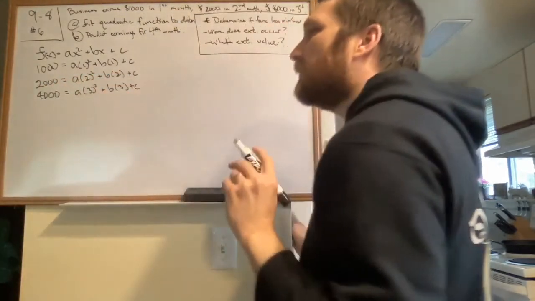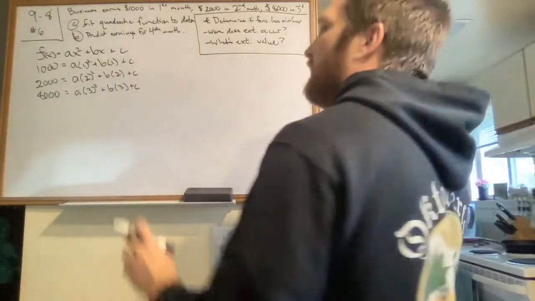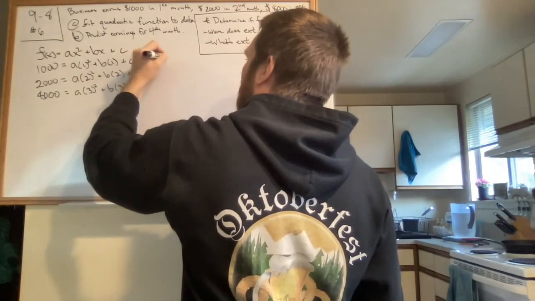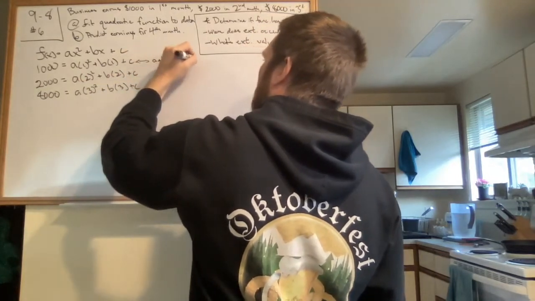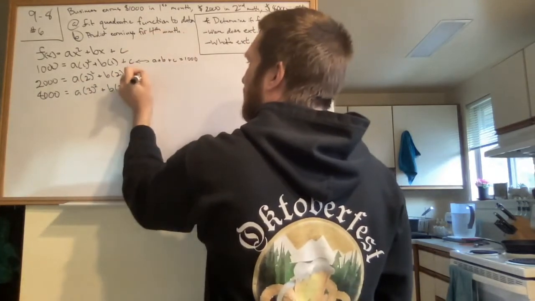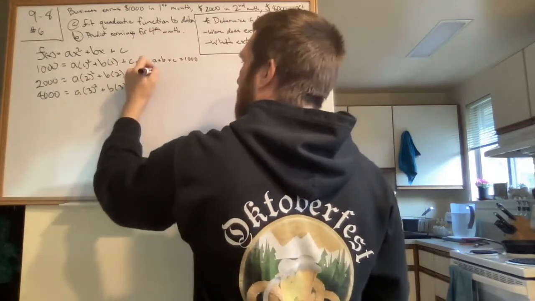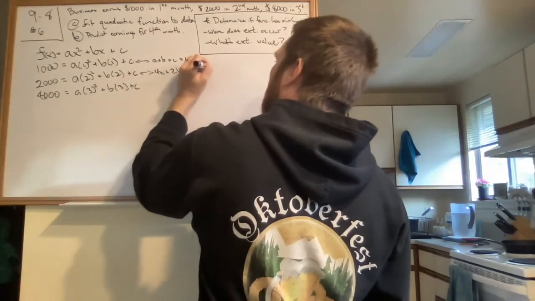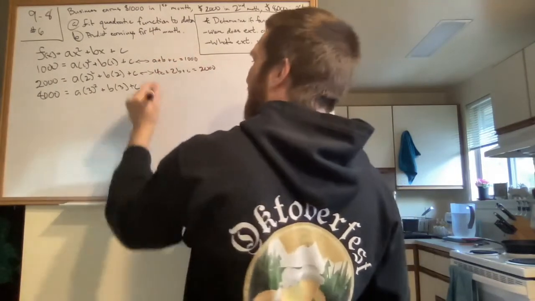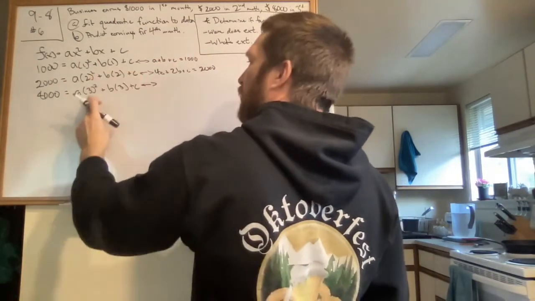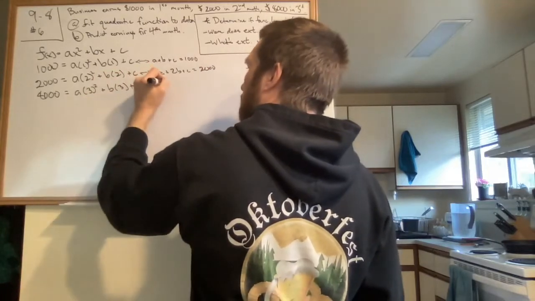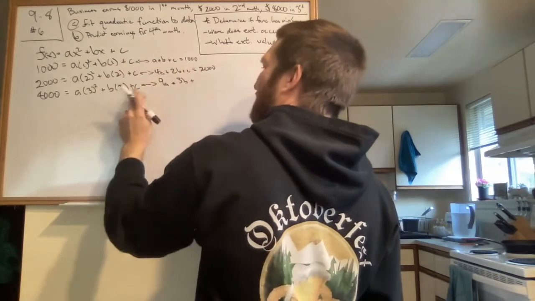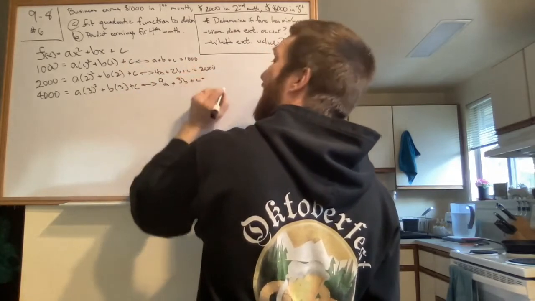So making this a little bit nicer, we could say this is the same thing as a plus b plus c equals 1,000. This says 4a plus 2b plus c is equal to 2,000. This says 9a plus 3b plus c equals 8,000.